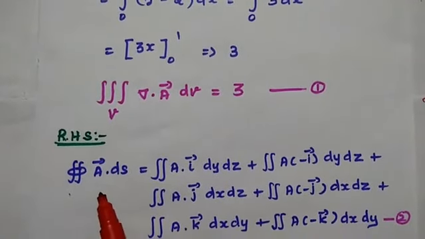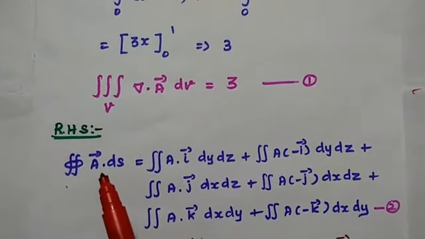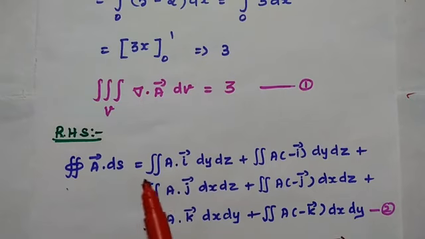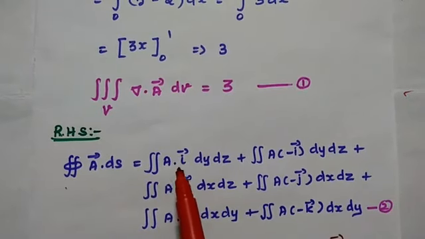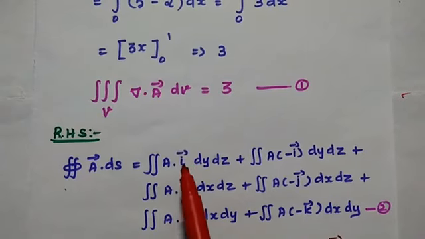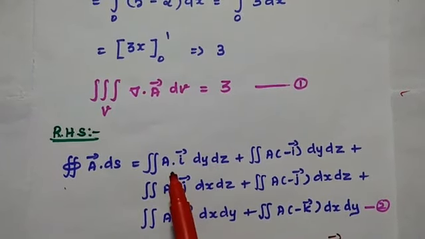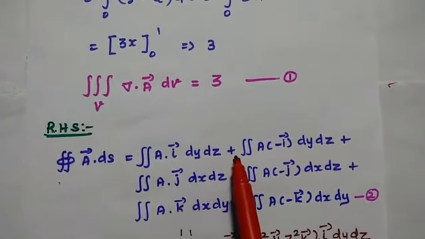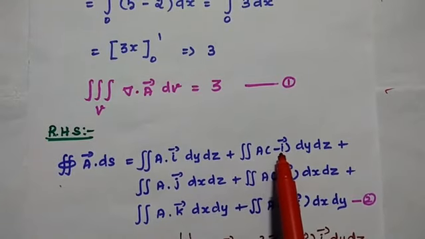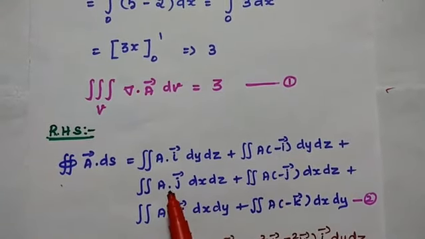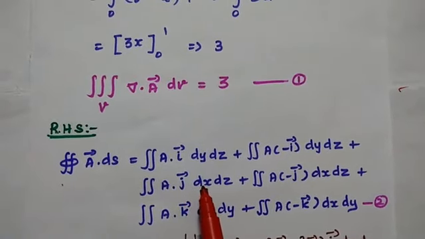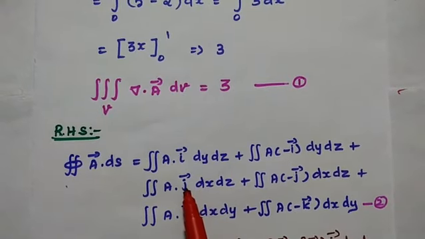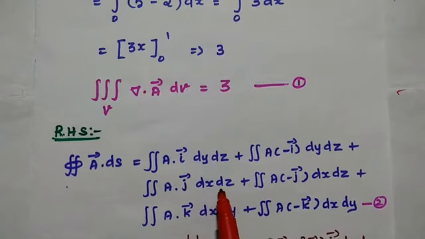So next we are going to consider the right hand side. Here it is the surface integral of the normal component of that vector field. That can be written like this: surface integral of A dot i vector, which is the normal component for this y and z face, so A dot i vector dy dz. Here i represents the x direction. Next, the integration in the opposite direction, that is minus i. Likewise we take the j vector here, with dx and dz. These two are normal to this face. So we have to take the j vector with respect to dx dz.